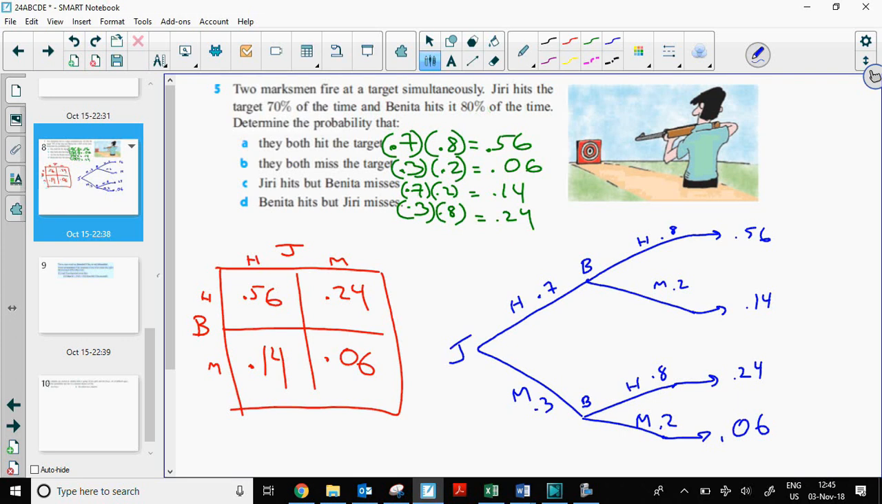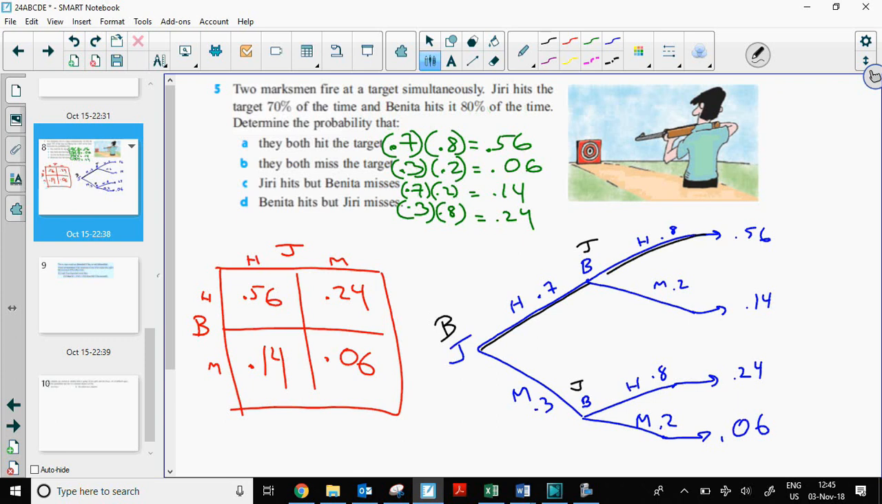And then in blue, I have something that we're going to cover more formally in the following video. This is a tree diagram. I chose to do Jiri first, but you could also have flipped this tree diagram around. We could have done Benita as the first step and then Jiri as the second step. You'll get the same answers either way in the end. But I've got the first branch here is when Jiri hits, so that's 0.7. And then I branch off from that.